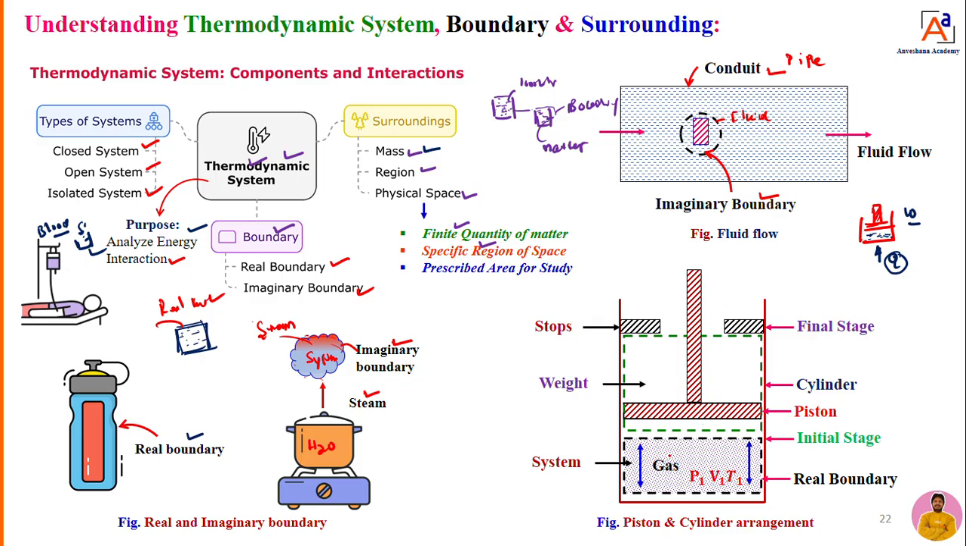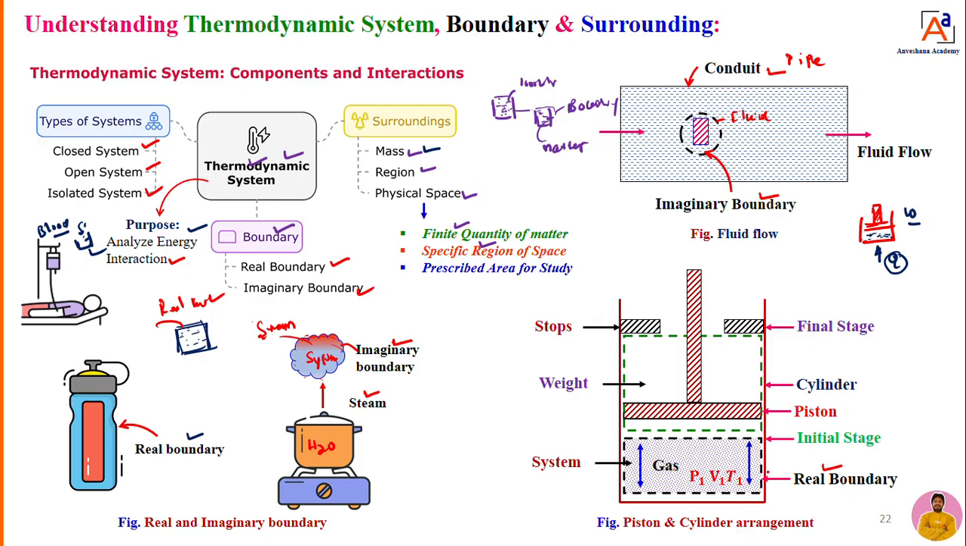I will take in a container. Container means a piston and cylinder arrangement. Inside the cylinder I fill the gas. That gas is surrounded by a layer. That layer I can call a real boundary. That means the walls are fixed 100%. You can see that this gas is surrounded by a layer, that is the real boundary.